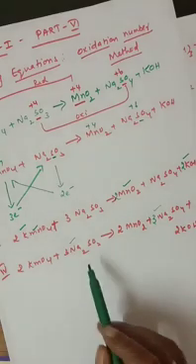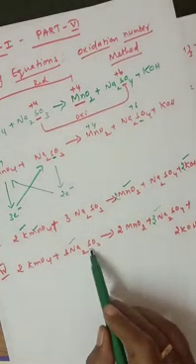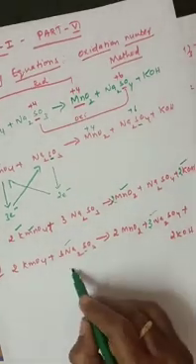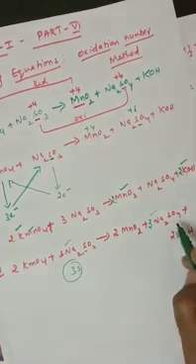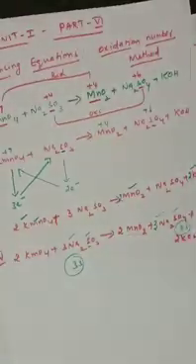Once again we are going to see sulfur. How much sulfur in the left side? 3 sulfur is present. What about right side? Right side also sulfur is here, 3 sulfur. So now sulfur is also balanced, right?